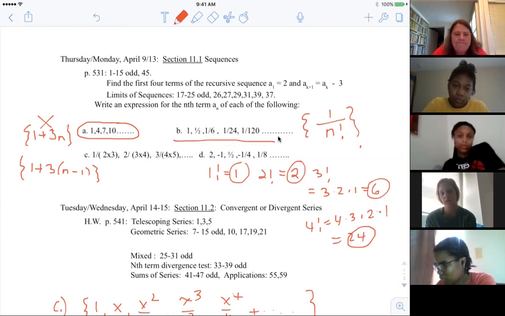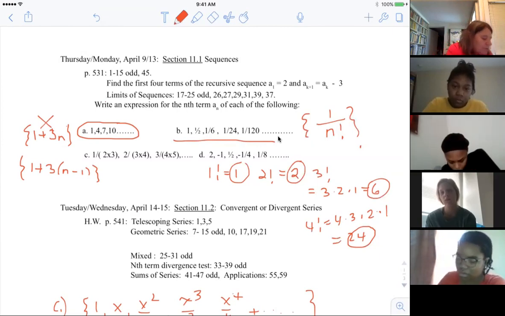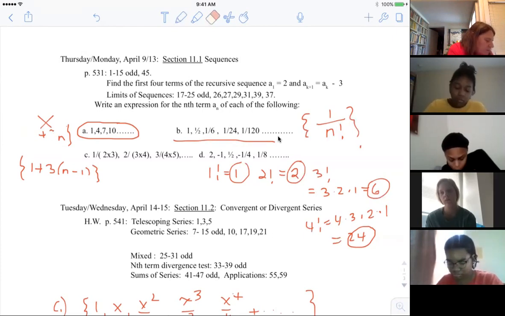I'm going to erase some of this stuff so I have a little more room to scribble here. Get rid of that. I'll get rid of that and that.